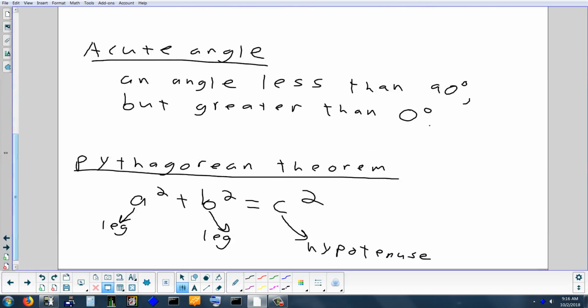Exactly. So the Pythagorean theorem says that if you square the two legs and add them up, it'll equal the hypotenuse squared. Usually we use the letters a, b, c, but you could use x, q, p, whatever you want to use. But that's the idea. Leg squared plus leg squared equals hypotenuse squared.